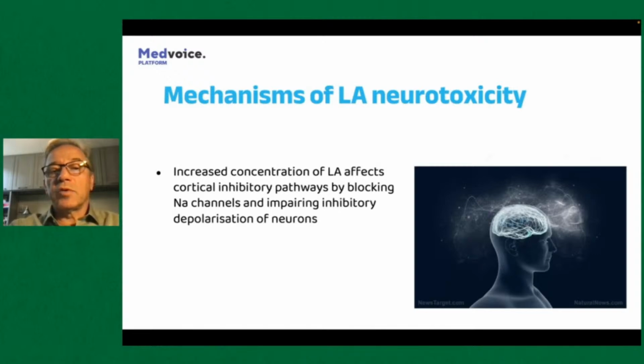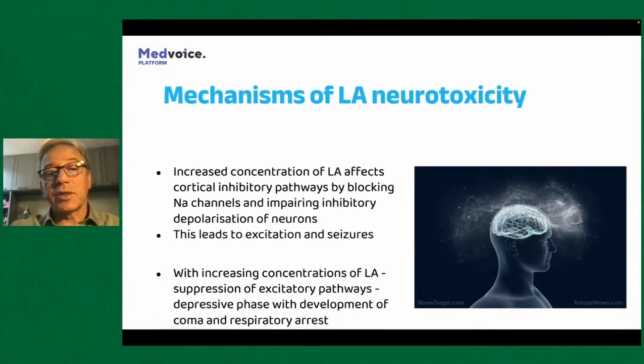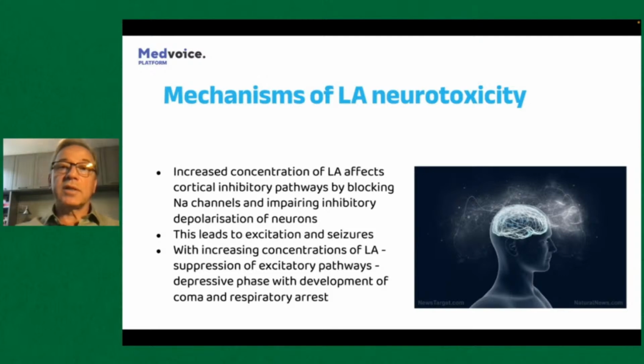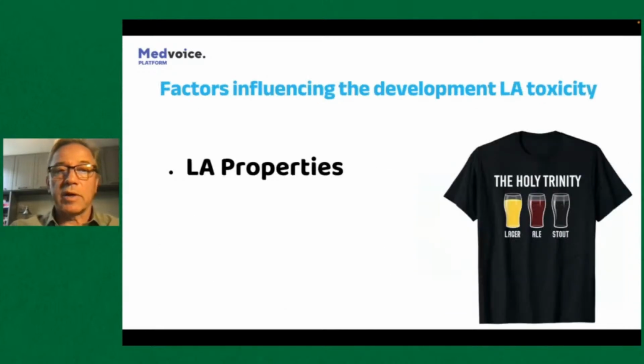The mechanism of neurotoxicity may consist of increasing concentration of local anesthetic that has an effect on cortical inhibitory pathways by blocking sodium channels and impairing inhibitory depolarization of neurons. That leads to excitation and seizures, and then with increasing concentration of local anesthetic, suppression of excitatory pathways, a depressive phase with development of coma and respiratory arrest.